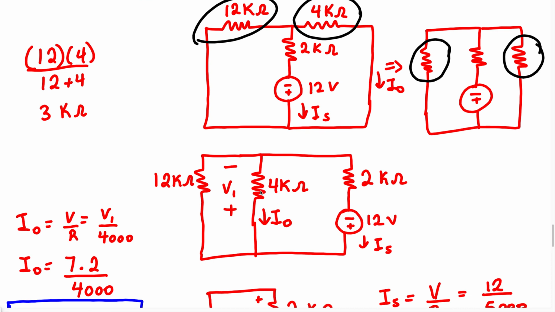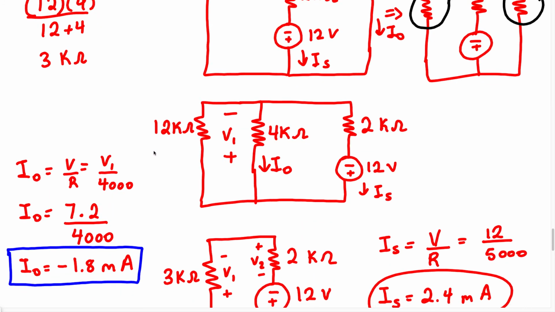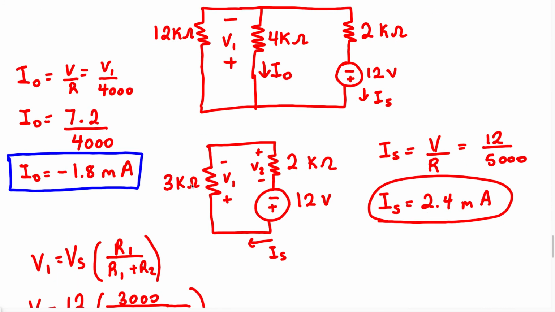We perform parallel resistor combination on this. When we did that, we got 3 kilo ohm. So we redrew the circuit one final time, and we had a 3K resistor with a 2K resistor. Now we were able to perform Ohm's law on this. So we found the current IS to be 2.4 milliamps. Once we got 2.4 milliamps, we were then able to say, well, maybe this can help us, maybe it can't. For this particular situation, we didn't even use this current, right?